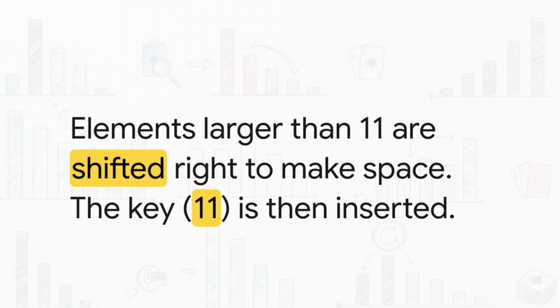So we take our key 11 and we start comparing it backwards. Is it smaller than 13? Yep. So we shift the 13 over to make space. Is it smaller than 12? Yep. We shift the 12 over too. Is it smaller than 5? Nope. Okay, we found our spot. We just slide the 11 right in between the 5 and the 12. Our sorted hand just grew by 1 card.